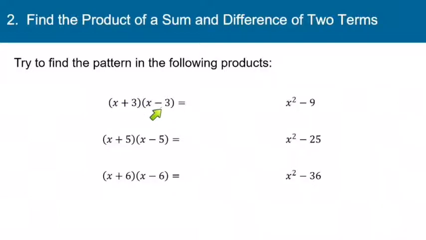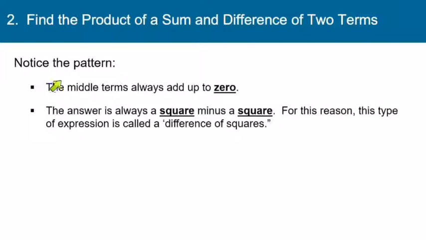So now look at the problems without the FOIL steps and compare those to the answers, and let's see what kind of pattern we can come up with. Notice that in each case, the middle term has added up to 0 and the last term is negative. So we always end up with square minus square. So again, the pattern is that the middle terms always add up to 0, and the answer is always a square minus a square. And for this reason, this type of expression is called a difference of squares.